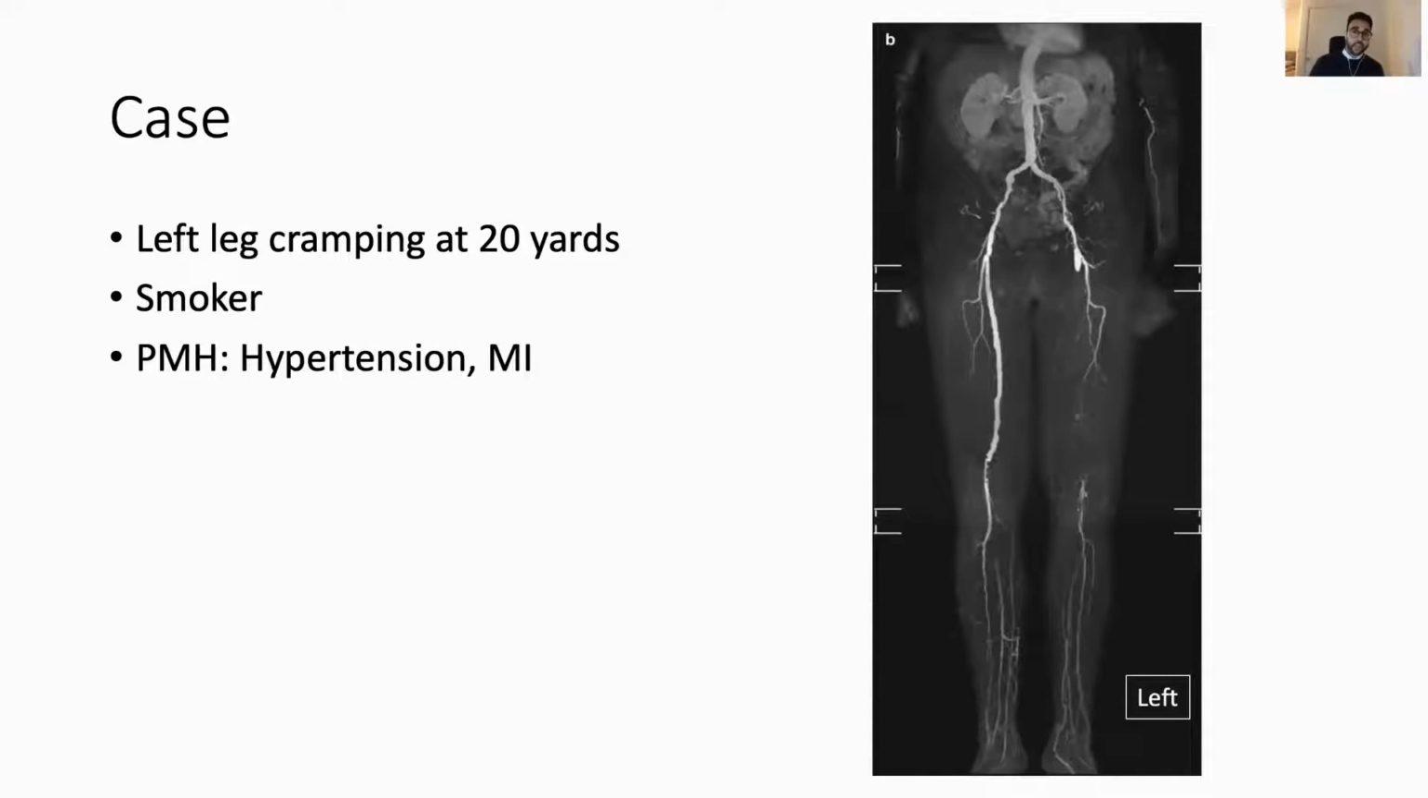So if we could have the next poll, please. What does the scan show? A bit of an anatomy test here. When everyone's done voting, if you can put the results up, please.